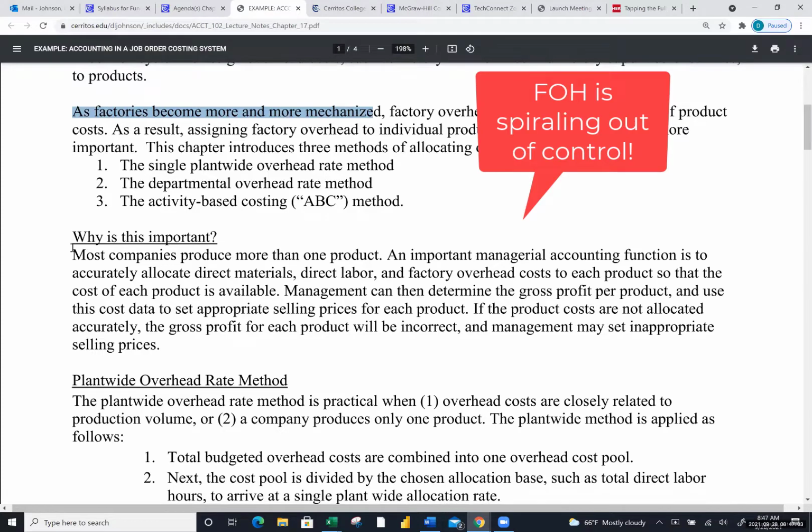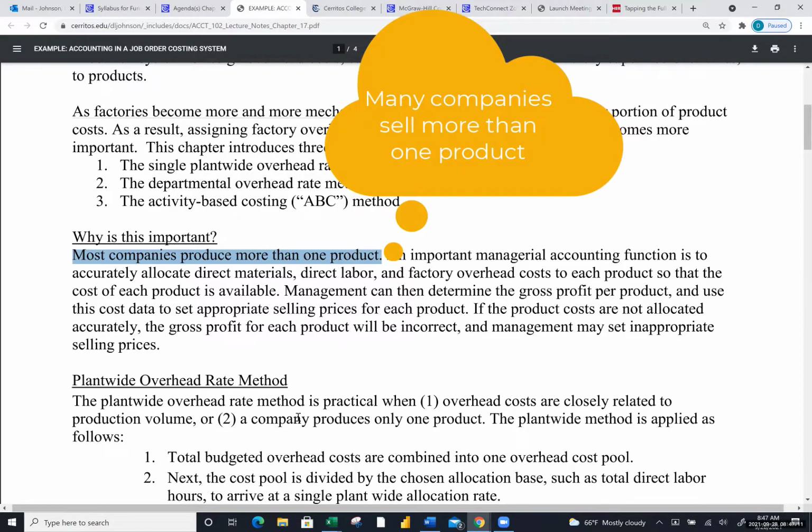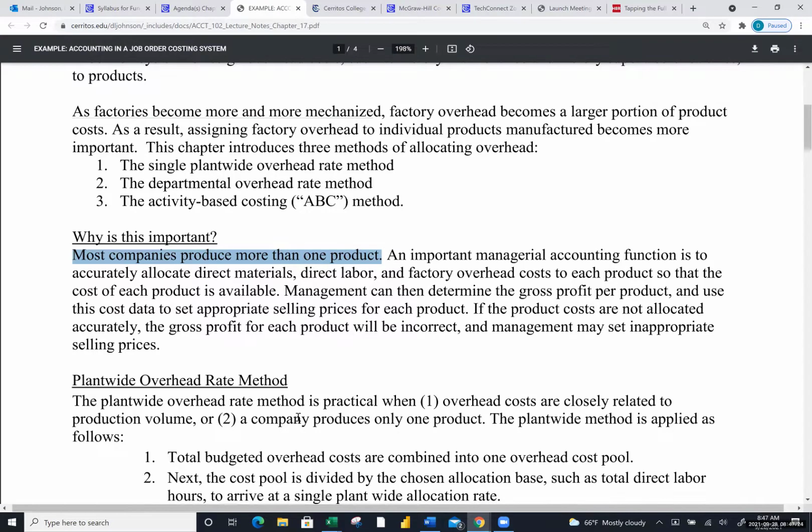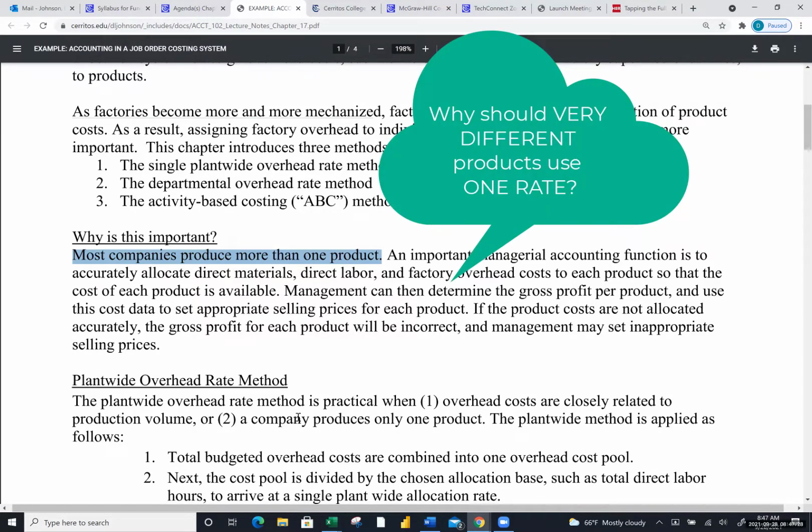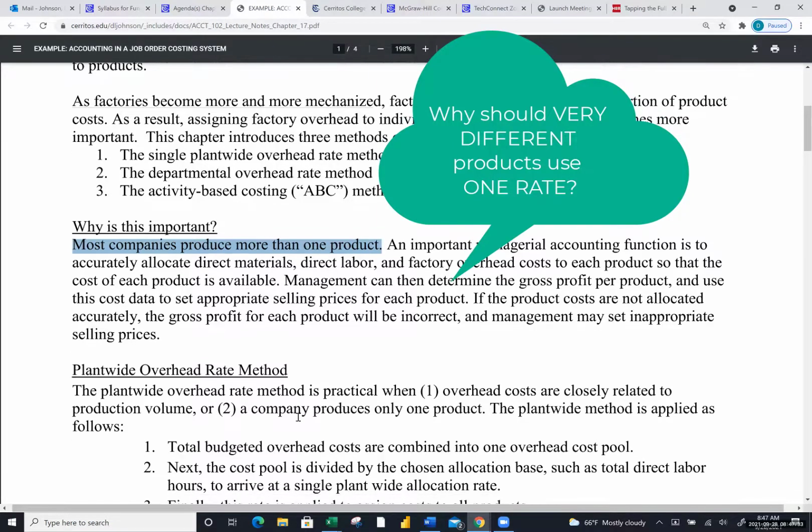I mentioned Hitachi, as a kid going through their manufacturing plants off the 91 freeway. Most companies make more than one product. And if you think about an electronics firm, a cell phone is very different from, again, a big screen TV that's bigger than our house. So why should products that are very different in the way that they utilize resources all be forced to use the same rate?